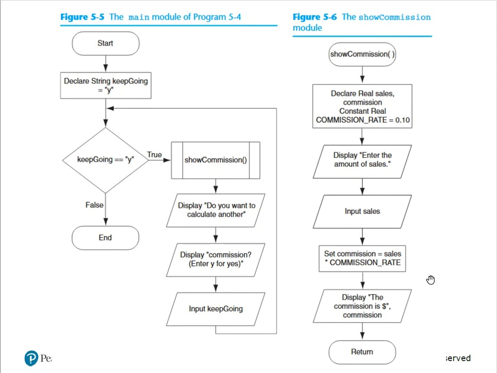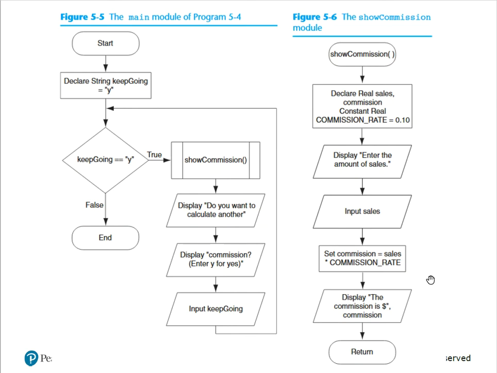So for this program, while keepGoing double equals y: while it matches the value y as an input, the loop will perform an iteration only if the expression keepGoing == y is true.